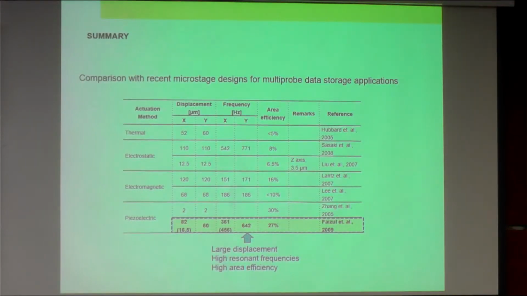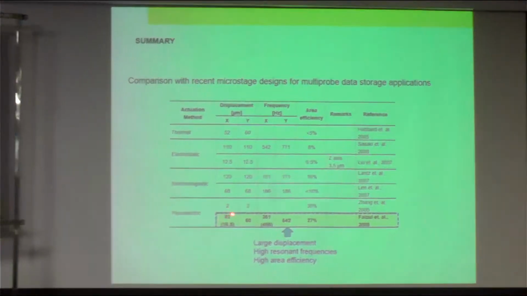So here in this case, we have fabricated the multi-probe XY microstage, where you can see the piezoelectric actuator can make a displacement of 82 if you use a better actuator. But in this case, we use the stack actuator, which can produce a lower displacement. Then it ends up at 16.5 only. But if you can get a better actuator, then you can go up to 80 micrometer of displacement.